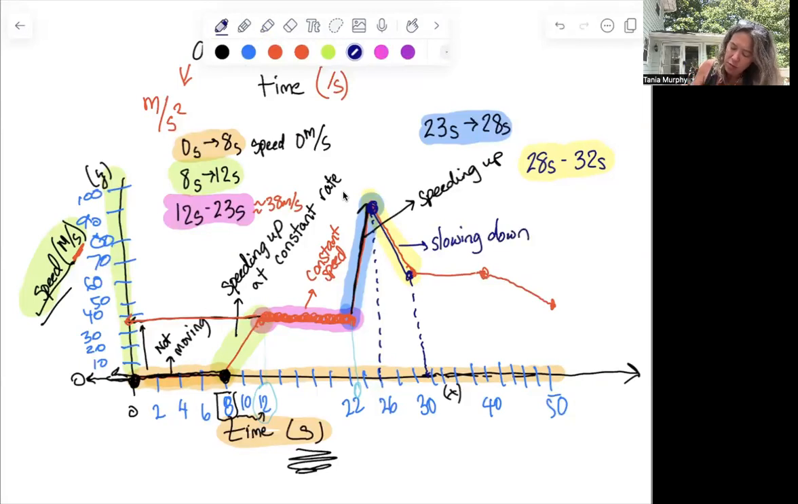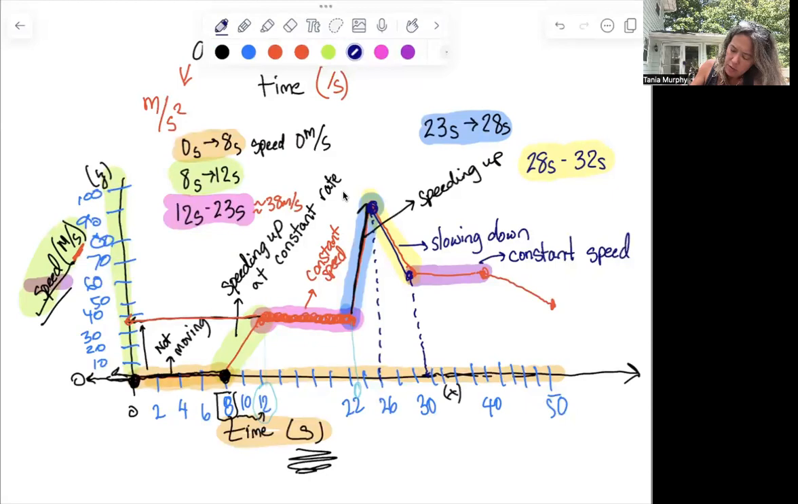Okay. And then we look at the next part of our graph and we see once again that we have a straight line. That line is straight across our speed. So what are we doing? We have a constant speed.